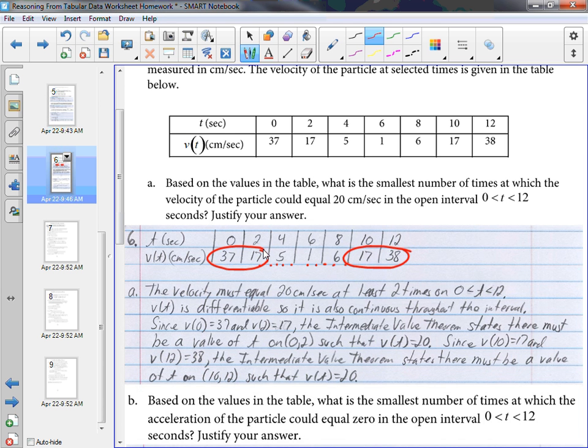Now, could it equal 20 somewhere else? Yeah, it could. It could start at 5, go up to 1,000, then come back down to 1 in those 2 seconds. I wouldn't expect it. All right, what else?